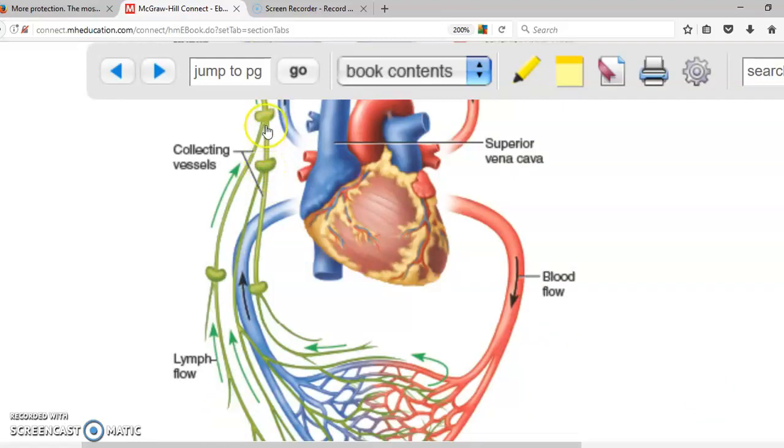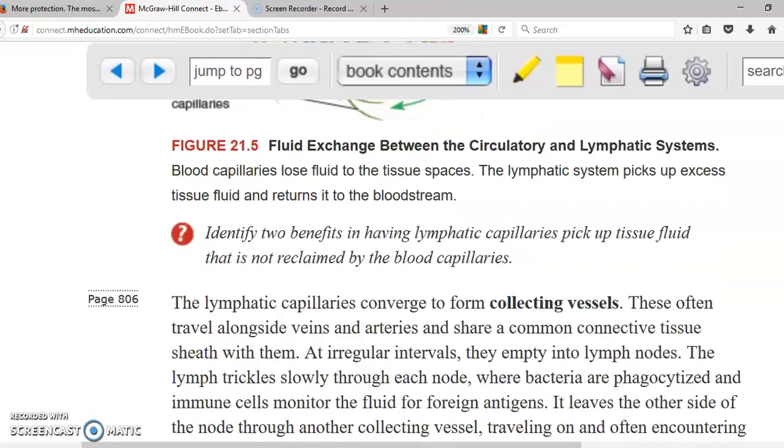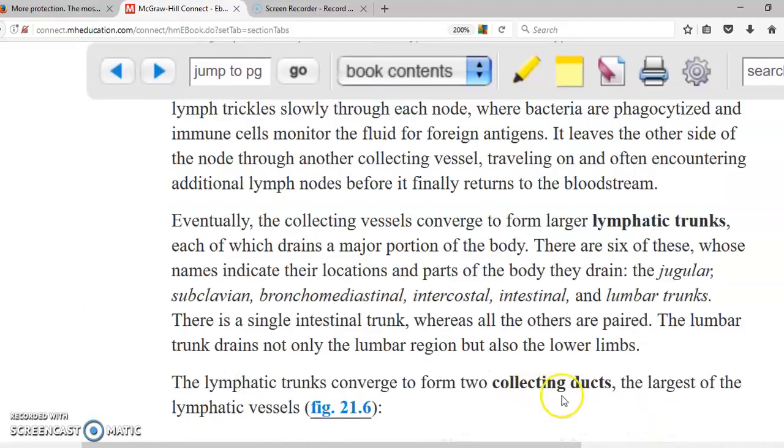Lymph nodes. These ones are lymph nodes. They are located all over the pathway of the lymphatic vessels. So if we scroll down, the collecting ducts. There are two main ones. One is going to dump the fluid into the right subclavian vein, and the one on the left is going to dump the fluid into the left subclavian vein.